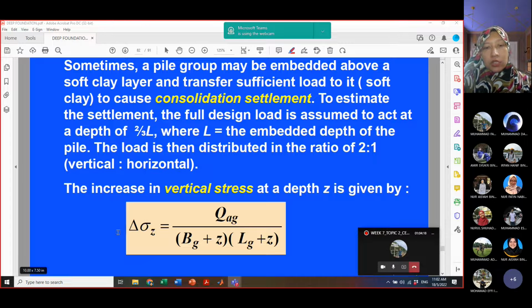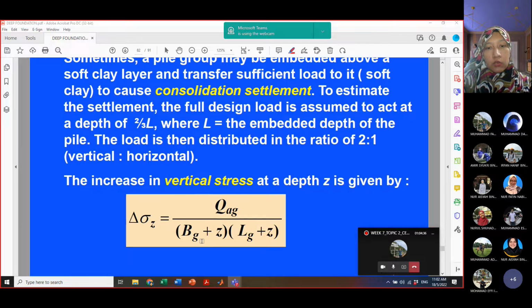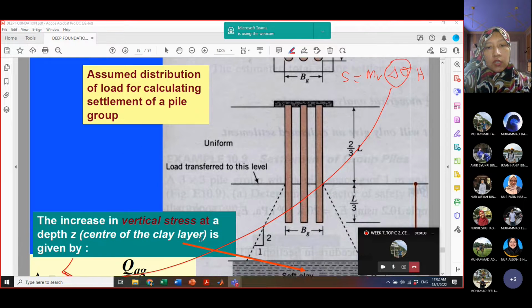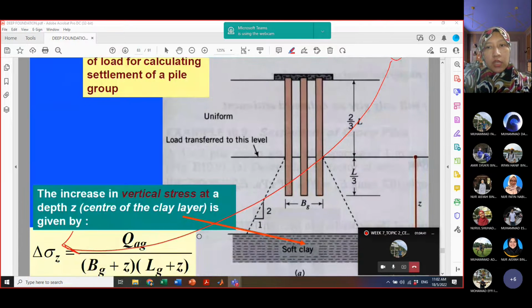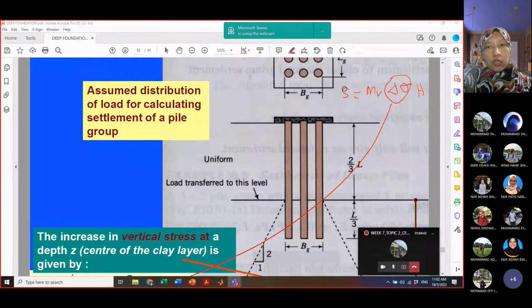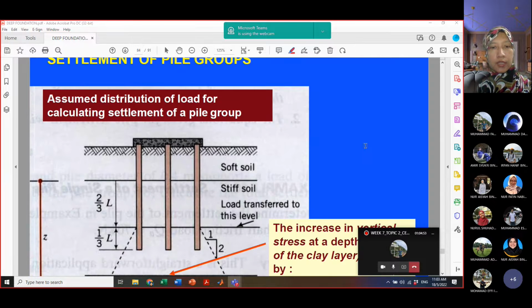So bila kata raft foundation is a large structure lah, so that bila nak kira dia punya stress increase tu, dia nak simply as a Q darab dengan influence factor. So kita kena consider the ultimate load bearing capacity of the pile group dengan dia punya B group dan juga L group. So once you have that delta sigma Z tu, you boleh masukkan dalam settlement equations lah, iaitu S sama dengan m_v darab delta sigma darab dengan H. m_v is the coefficient of volume compressibility.